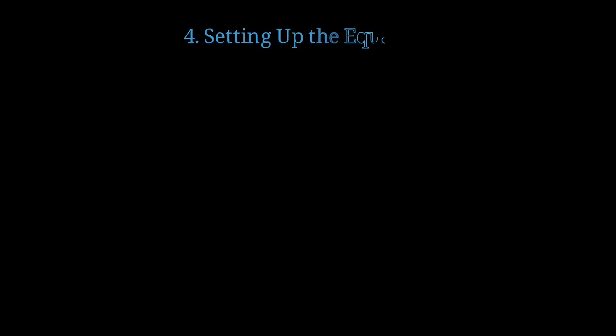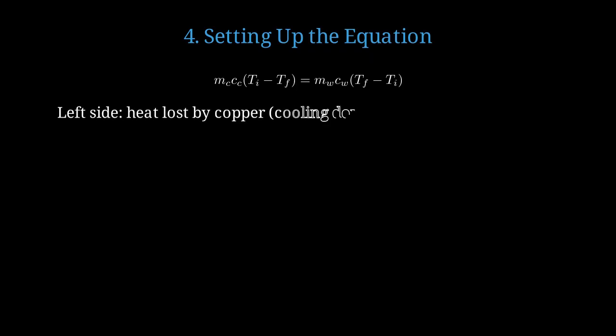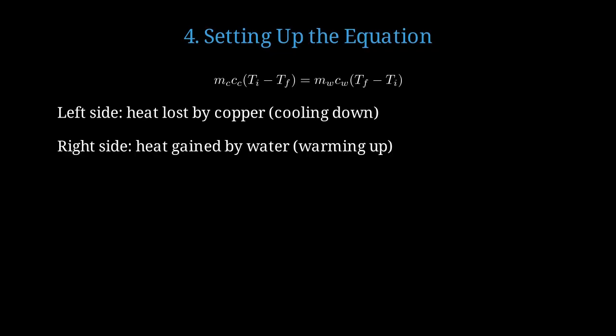Now let's set up our conservation of energy equation. Mass of copper times specific heat of copper times its temperature change equals mass of water times specific heat of water times its temperature change. The left side represents heat lost by copper as it cools down from 200 degrees. The right side represents heat gained by water as it warms up from 20 degrees.